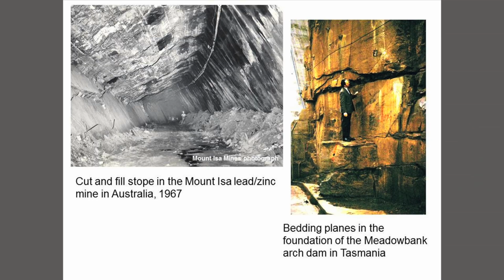to take advantage of the natural control of those features in the rock mass. And on the right-hand side, this is in the foundations just below a major arch dam in Tasmania, and you can see that the horizontal bedding planes there would have been critical in evaluating the stability of the foundation. So what do we do in order to incorporate this into our geotechnical models?